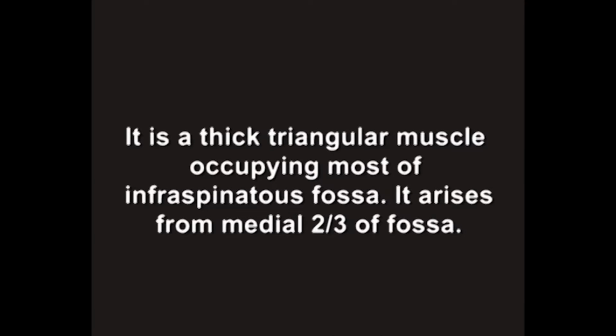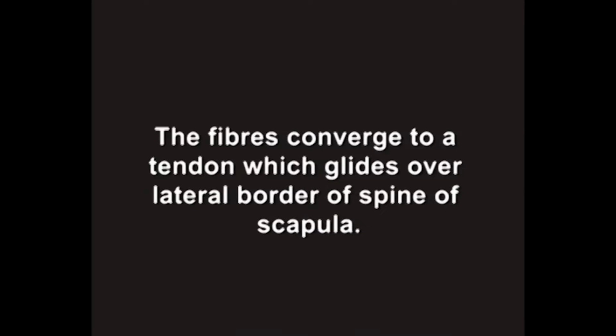Infraspinatus muscle. It is a thick triangular muscle occupying most of the infraspinous fossa. It arises from the medial two-thirds of the fossa. The fibers converge to a tendon which glides over the lateral border of the spine of the scapula.